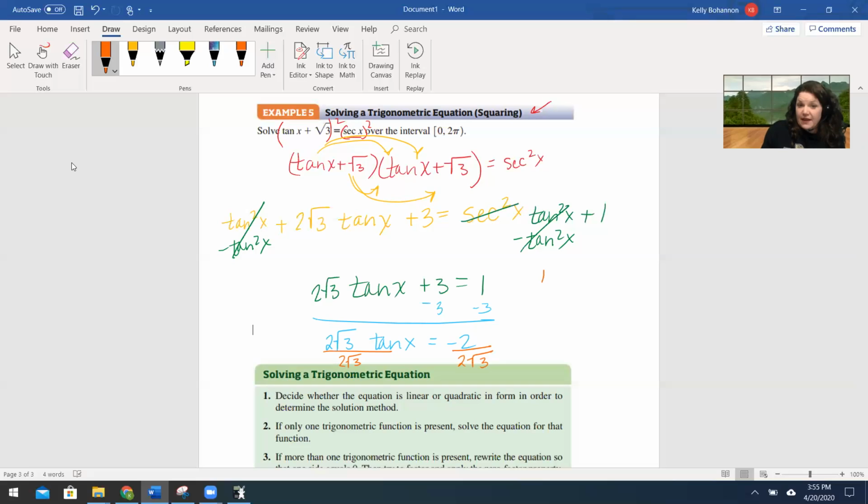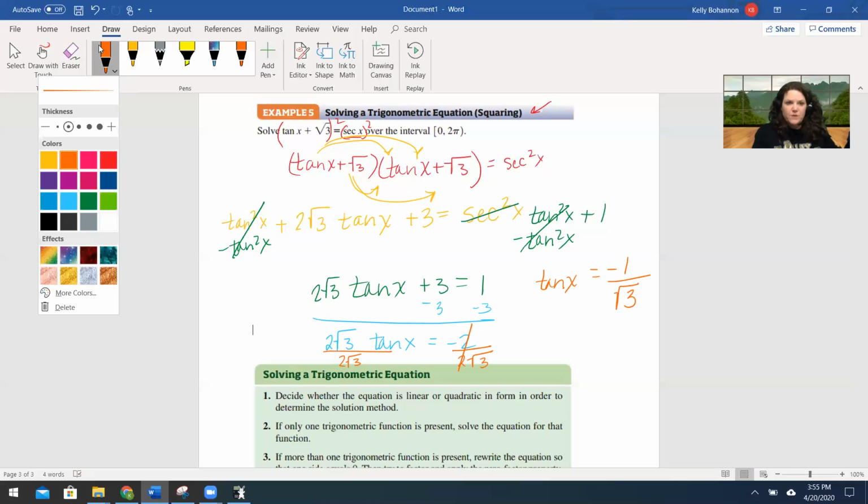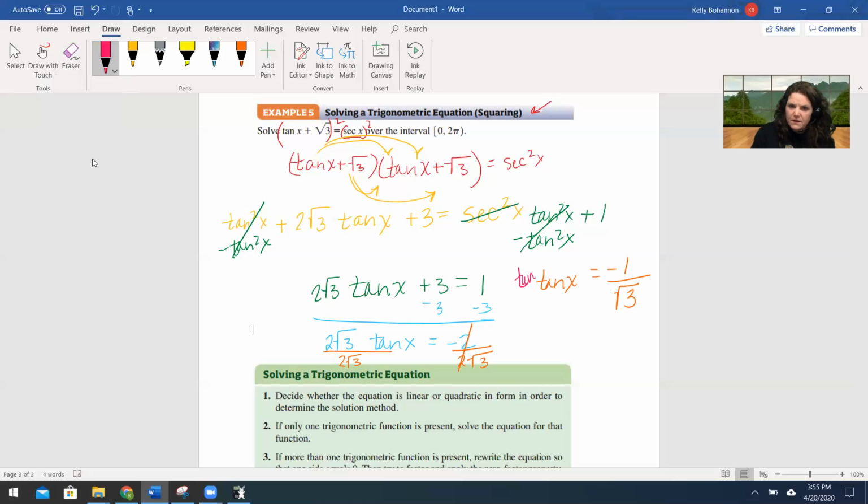All right, so now I have tangent of x equals, my 2's cancel, and I get negative 1 over the square root of 3. And yes, you should rationalize that. But there's really no need for me to at this point because I am going to arctangent both sides. So I'm going to take the arctangent of tangent in order to get rid of it. And I'm going to take the arctangent of negative 1 over square root of 3.